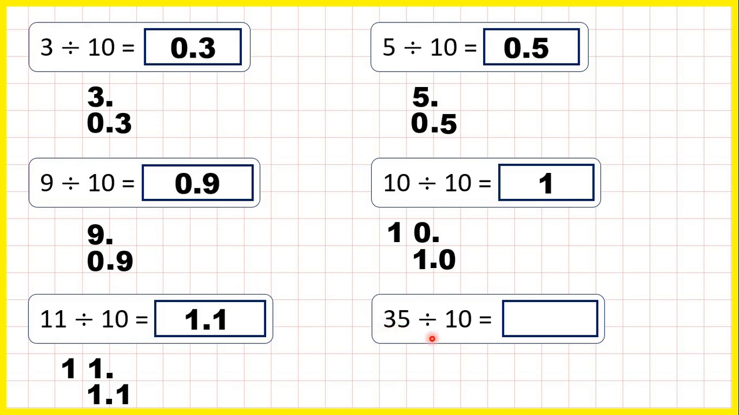So what's 35 divided by 10? We can write the number out, copy down the decimal point, and we're moving the digits 1 square to the right, so we can move down this 5 and this 3. That gives us our answer, 3.5.